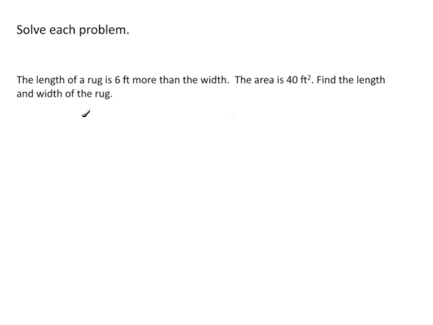So when we have a problem like this, what we need to do is assign a variable to the one that we know the least amount of information about. In this case, we're trying to find the length and the width. If we read the problem, it says the length of the rug is 6 feet more than the width. So we know nothing about the width, but we know that the length is 6 feet more than the width. So I'm going to assign the variable for the width. I'm going to let that equal W.